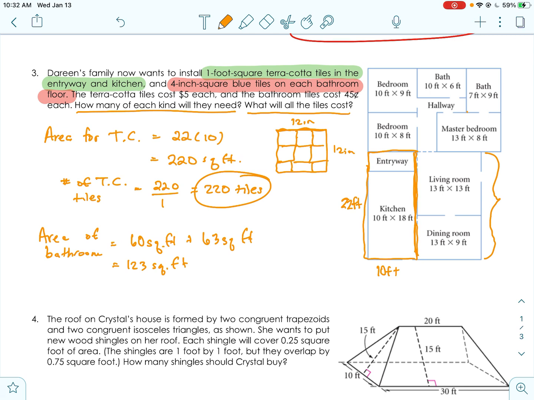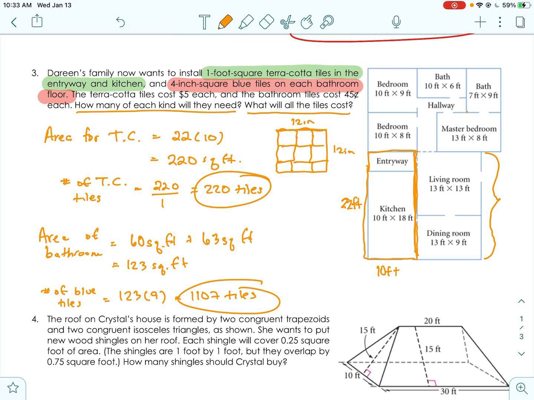Okay, so what you see is that in each square foot there are 9 tiles, 9 blue tiles. So what we do is we take 123 square feet and we multiply that by 9. So the number of blue tiles is equal to 123 times 9, which gives us 1,107 tiles. So they need 1,107 tiles.